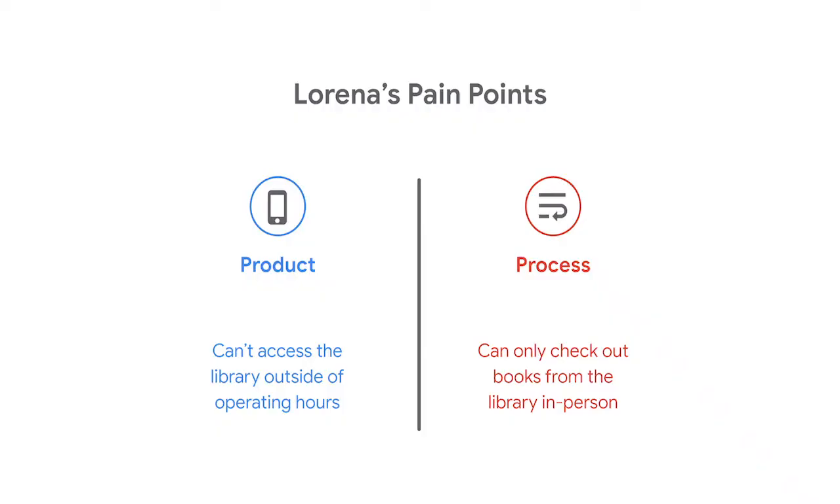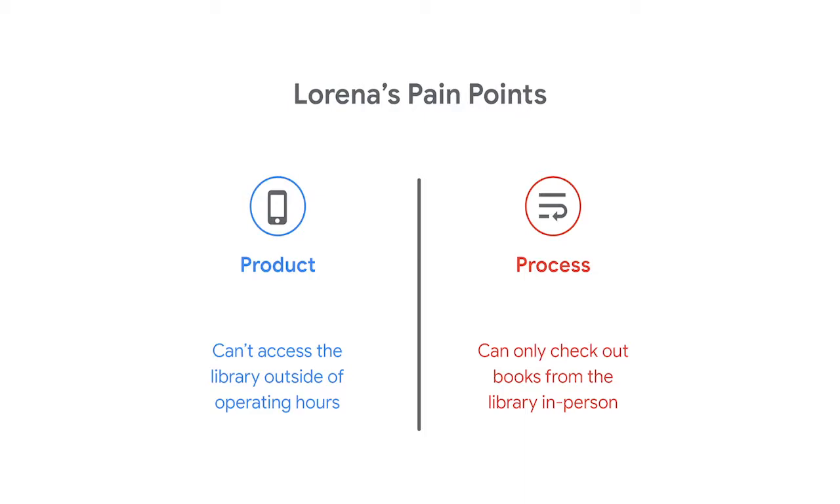In fact, Google's mantra is focus on the users and everything else will follow. Now that we know Lorena and their needs, we can identify their pain points. The first pain point is that Lorena can't access the library outside of operating hours. That pain point falls into the product category because the library is considered the product and the user, Lorena, is having an issue using the product.